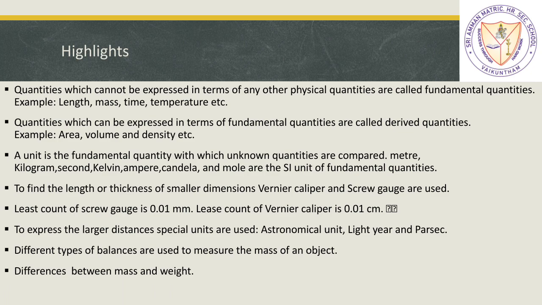So weight is a force, whereas mass is the amount of substance. Okay, so that was then we saw that the SI unit of mass is kilogram, and the SI unit of weight is Newton, and mass is a fundamental quantity, weight is a derived quantity. Mass can be measured using physical balances or common balance, but weight will be measured using the spring balance. So that was about some of the differences between mass and weight.